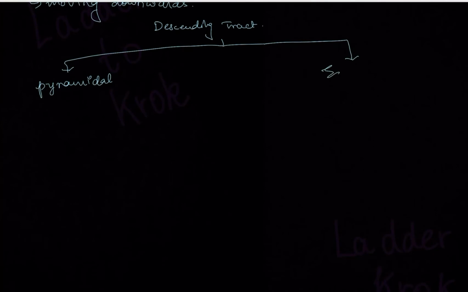Now what is the pyramidal tract and what is the extrapyramidal tract? A tract which passes through the pyramids will be known as the pyramidal tract, and the tracts which don't pass through the pyramids pass through the basal ganglia. So, the pyramidal tracts. Now where are the pyramids present?